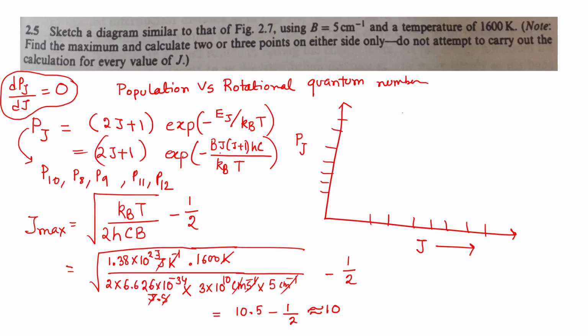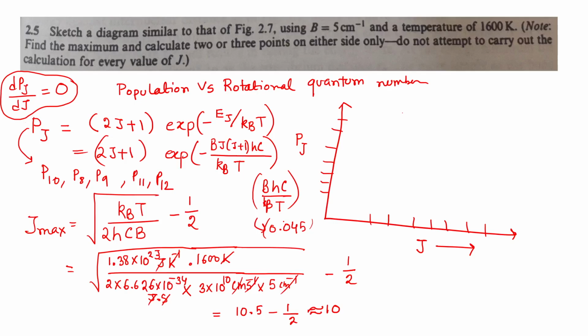You calculate BHC by KBT first. At 1600 Kelvin, I guess you are going to get something like 0.45 or something like that. I'm not sure, so try to calculate.